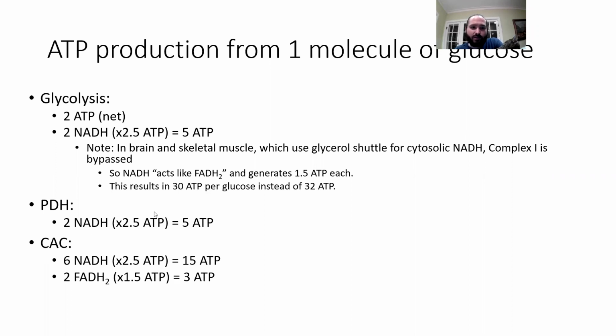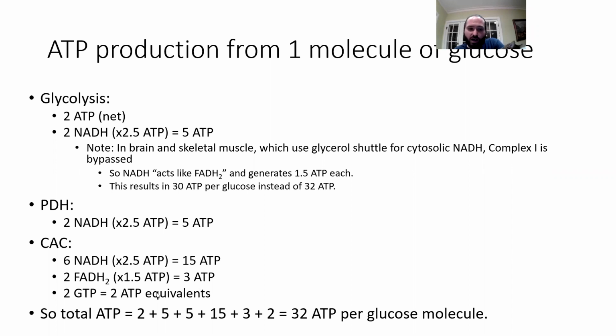And then we'll also get 2 FADH2, 1 per round, which will give us another 3 ATP, because 1.5 each, and then 2 GTP, which are 2 ATP equivalents. So if we add it all up, we get 15 plus 10, 25, plus 5, 30, plus 2, 32 ATP per glucose molecule. Any questions on the calculations?